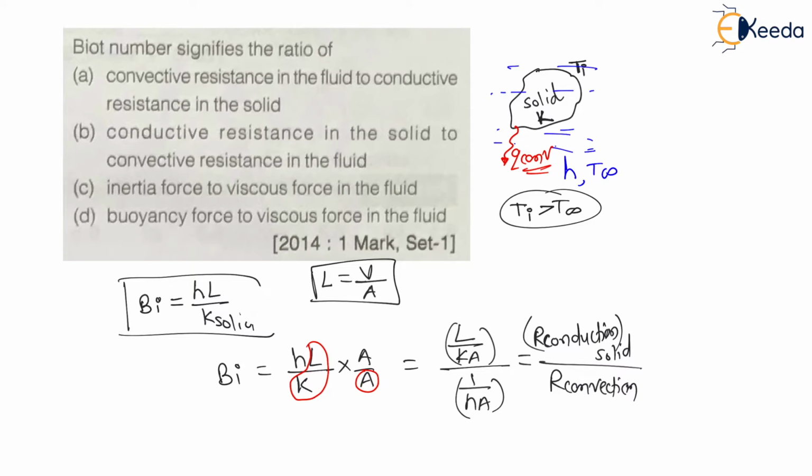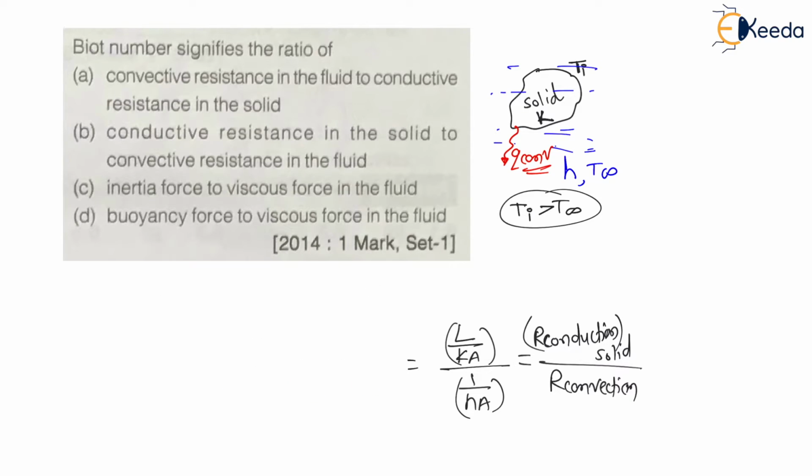So, the same Biot number we can define as, now let us understand, this Biot number is nothing but, now here, it is a conduction resistance of solid, means we can say it is an internal conduction resistance of this solid, right?